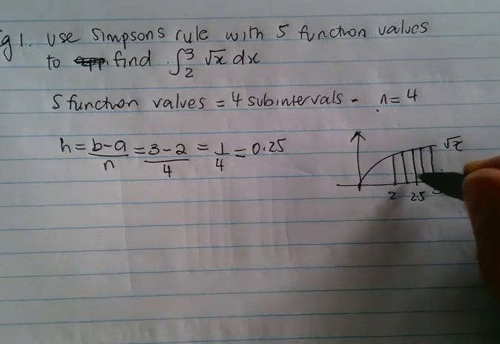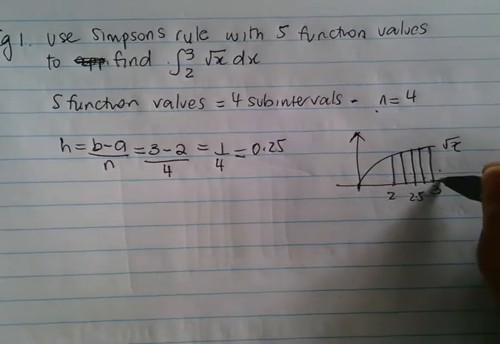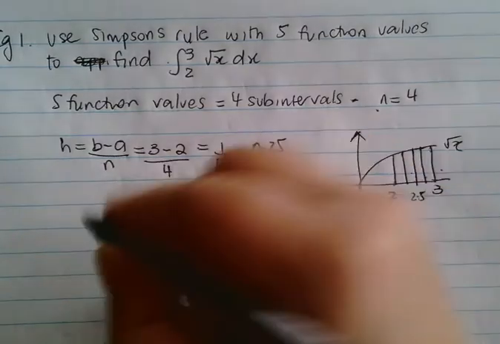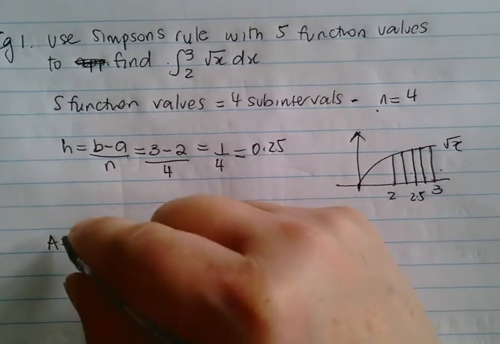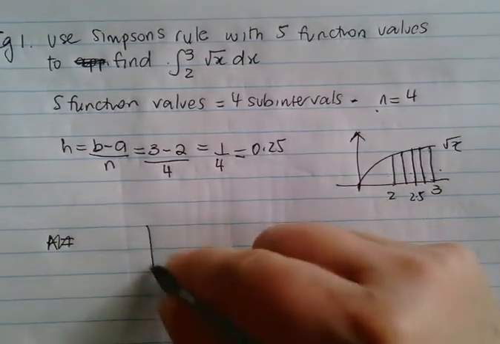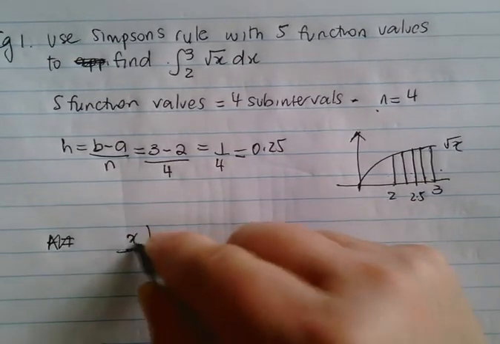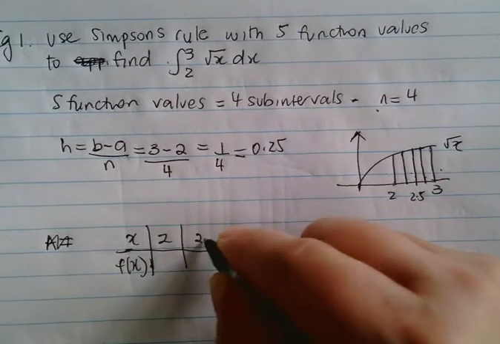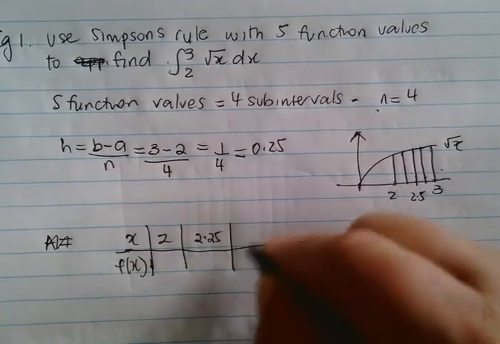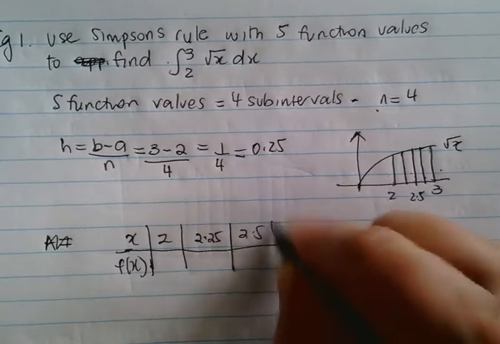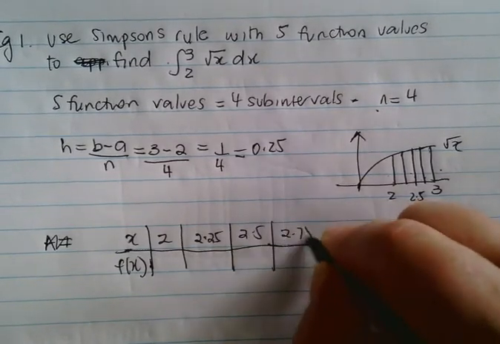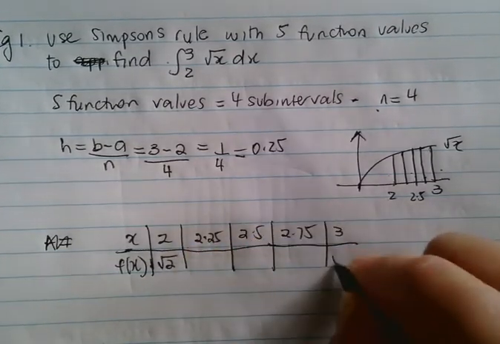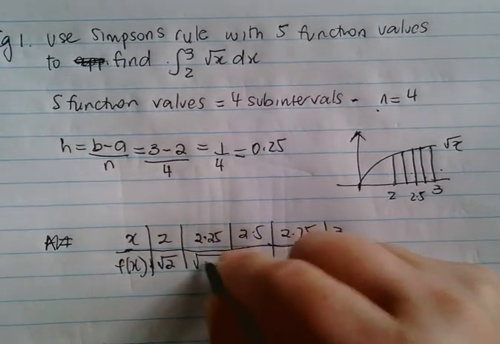Because if I've got 5 function values, it's got to be 2, 2.25, 2.5, 2.75, 3. Okay, so it goes up by quarters. So what's my formula? Before I do my formula, I need to do a table of values. Always do a table of values. X, function of x. When x is 2, 2.25, 2.5, 2.75, and 3.